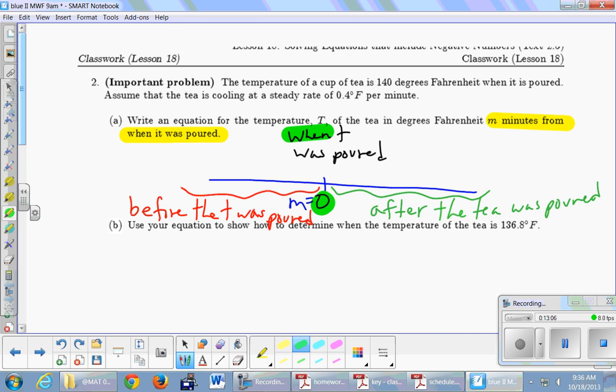It could be right now is yes. And then if you have a positive answer, it's after the event. Not just generic after, but after something happened, after the tea was poured. And then if you have a negative answer, it's a before the event.